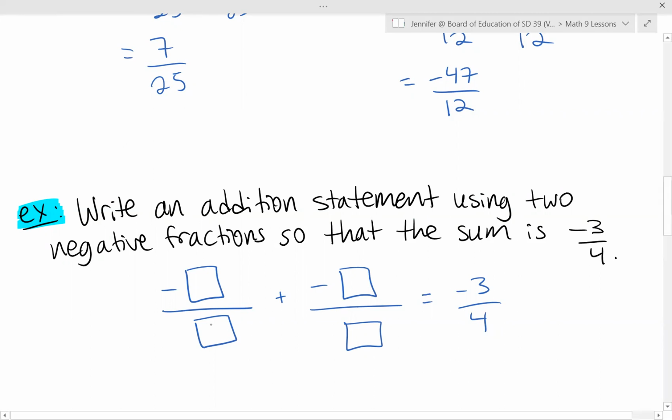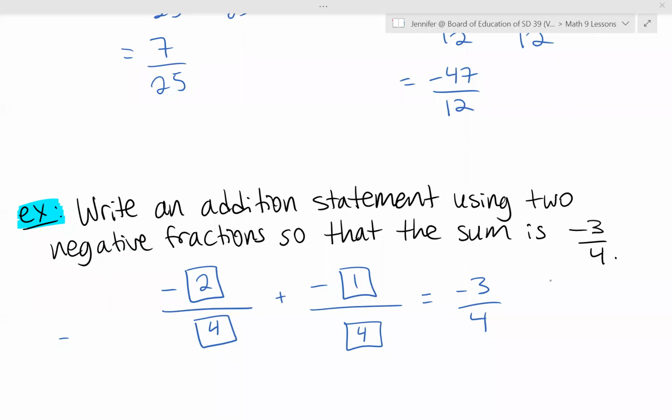Well, it makes sense to have the denominator be 4 because this would give you a common denominator to match up with this answer here. Then we just need to figure out what numerators go into this box so that we get -3. So essentially, minus something plus minus something gives you -3. There's lots of different answers you could do here. One that works for sure is 2 and 1, because if you've got -2 plus -1, that gives you -3. So that adds up.